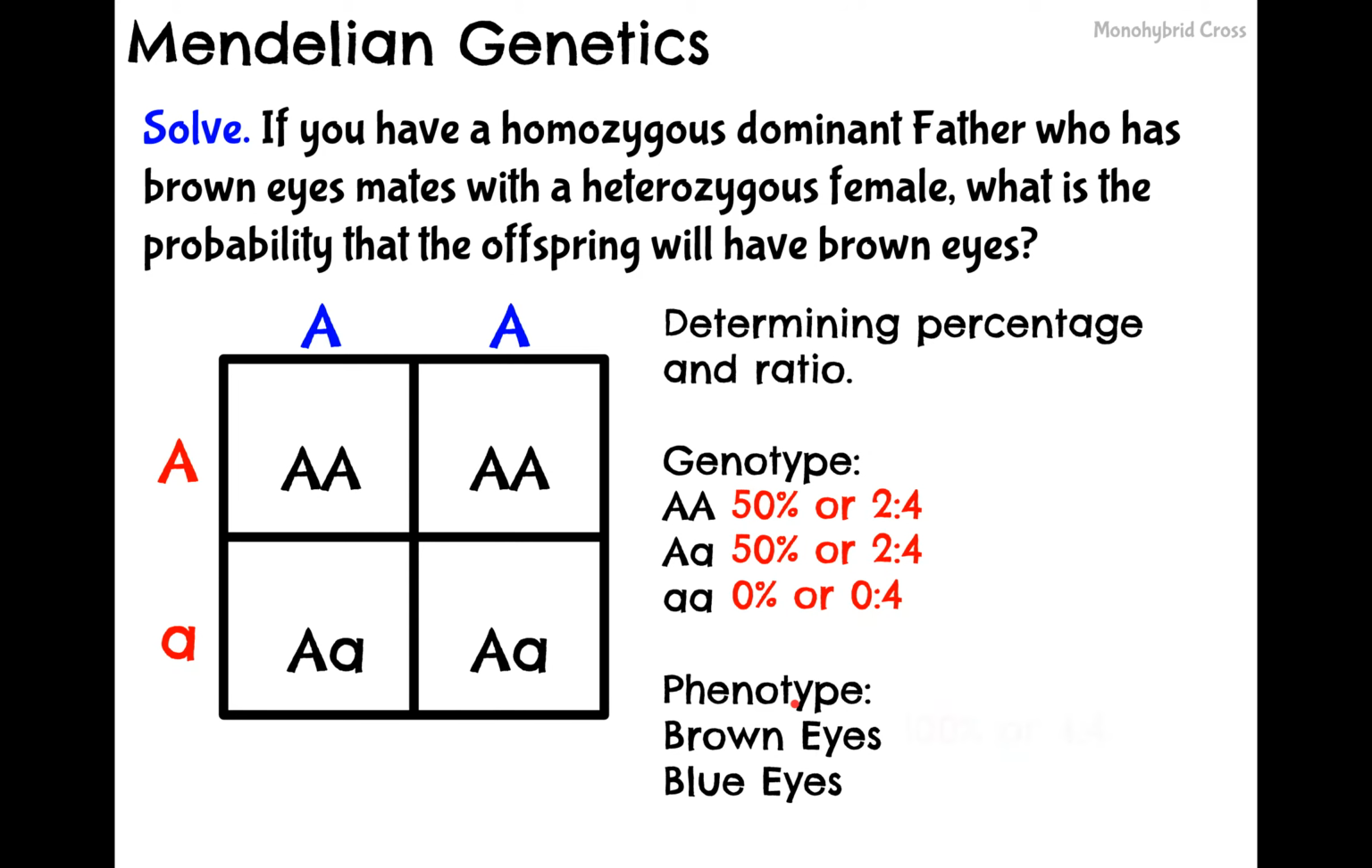Now for phenotype, I would have 100% be brown-eyed or 4 out of 4, and blue eyes, in this case, I would have 0 or 0 out of 4. So again, this is a very simple monohybrid cross. Monohybrid means we're dealing with just one specific trait.